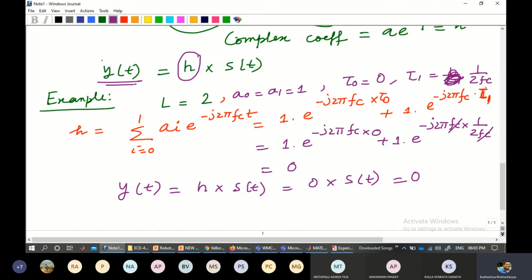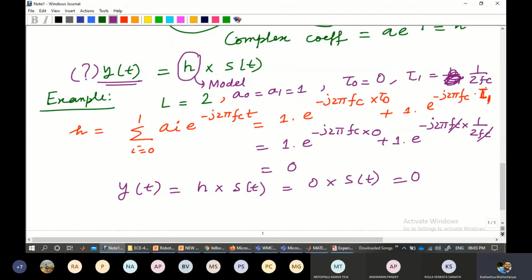As the output will vary, if I need some kind of predefined output at the end, we have to somehow model this. Because s(t) is already with us, it is what we are generating and transmitting, so that is constant. The only variability or randomness in the overall transmission, as I said last day, is with respect to this channel coefficient h. So we need some kind of mathematical distribution to get hold of this h, so that we can predict the nature of how y(t) will be.